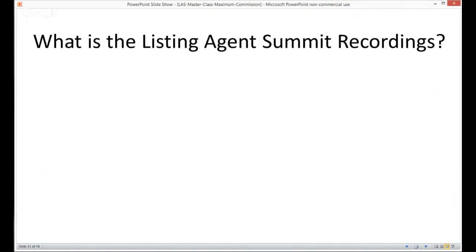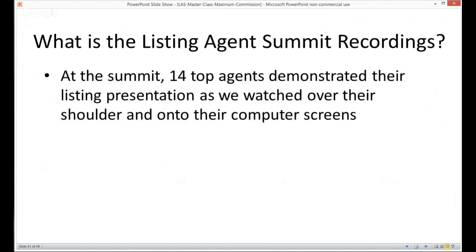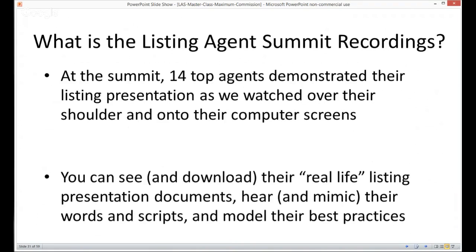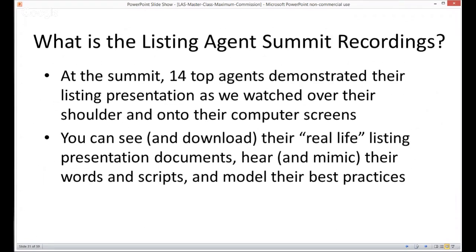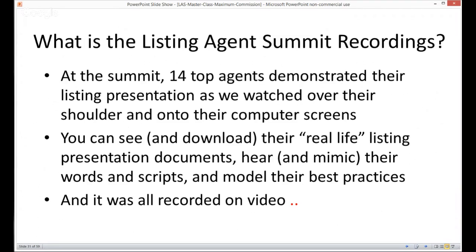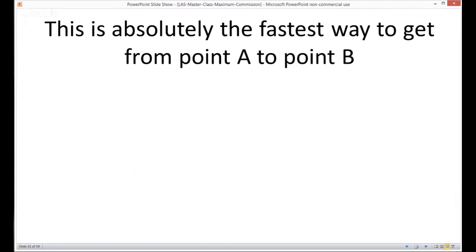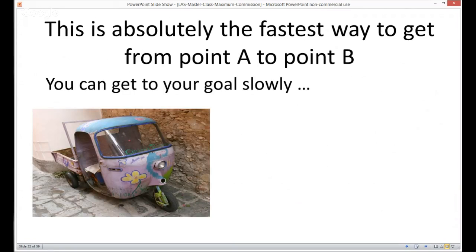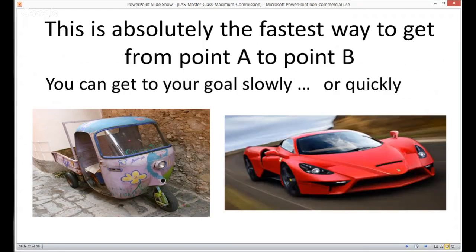What is the Listing Agent Summit Recordings? At the summit, 14 top agents demonstrated their listing presentation as we watched over their shoulder and onto their computer screens. You can see and download their real-life listing presentation documents, hear and mimic their words and scripts, and model their best practices. And it was all recorded on video. This is absolutely the fastest way to get from point A to point B. You can get to your goal slowly driving this rickety old machine here, or you can get there quickly in a hot red Ferrari.